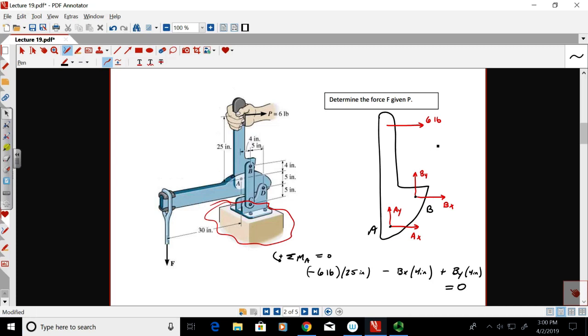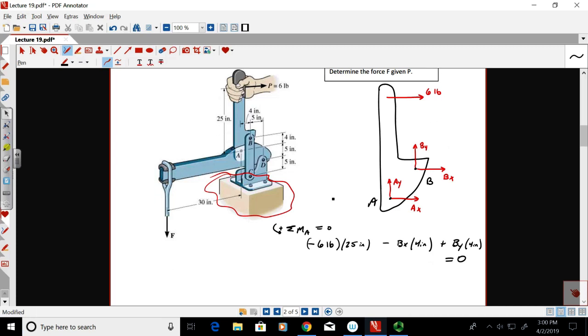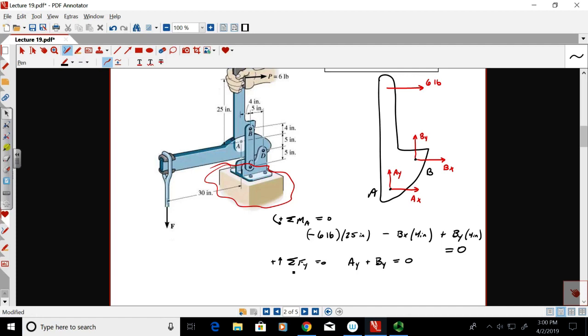So, what else do I do? Well, I certainly could also write this. Sum of the forces in the y direction equals 0, up being positive. And I could write, Ay plus By equals 0. And then I could also write sum of the forces in the x direction equals 0, right being positive. And I'm going to have Ax plus Bx plus 6 pounds equals 0. Okay, I like it. These are all probably useful equations, but I don't see a way to solve for anything at this point.